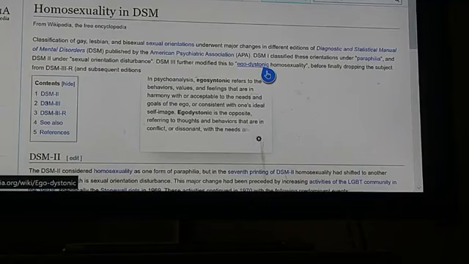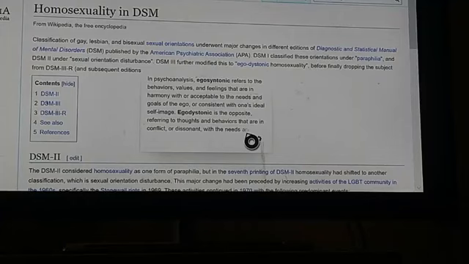I read the wrong definition, sorry. So, ego syntonic is what I read, right? But ego dystonic is the opposite, referring to thoughts and behaviors that are in conflict or dissonant with the needs and goals of the ego.